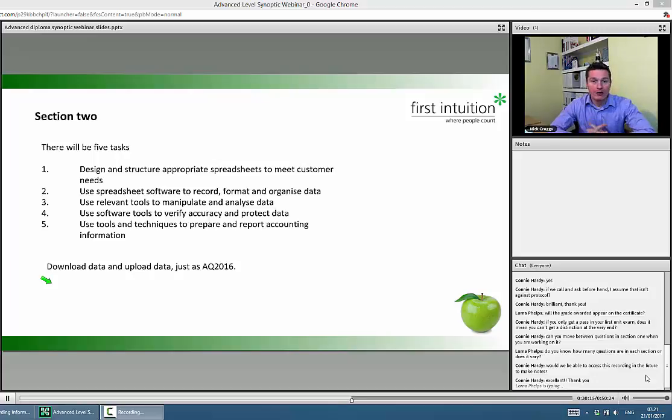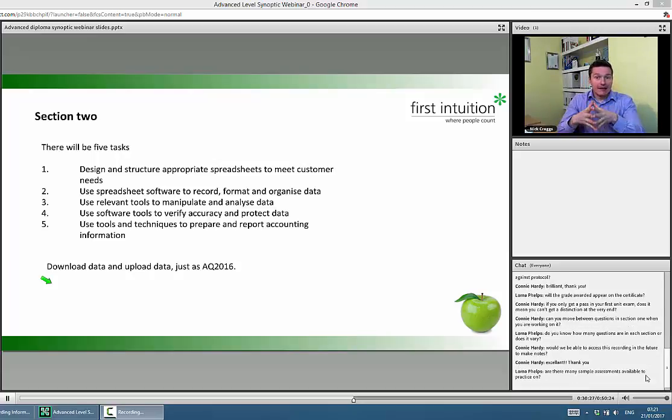So moving on to section 2. This is where your spreadsheets knowledge comes in. So remember, if you're in section 2, you can't go back to section 1. Now you are using spreadsheets. Now, this is very, very similar to the AQ 2013 spreadsheets exam.